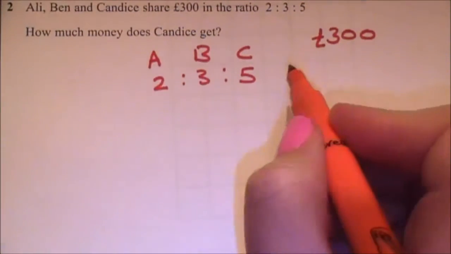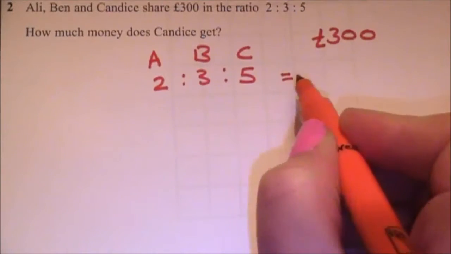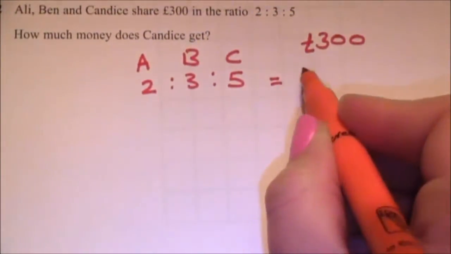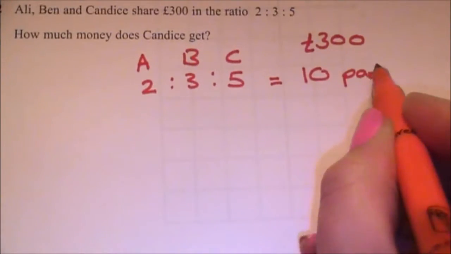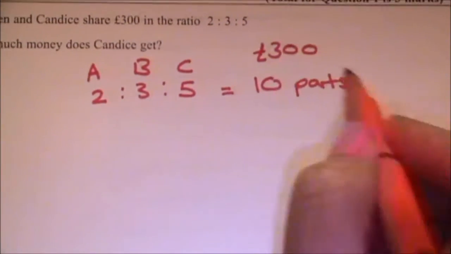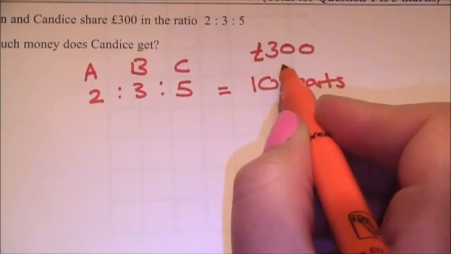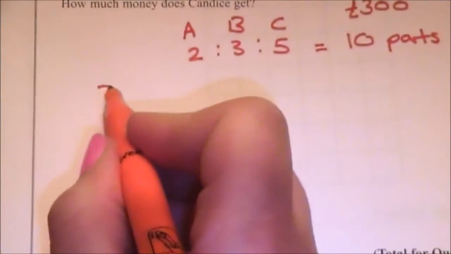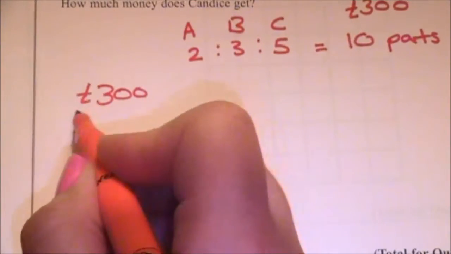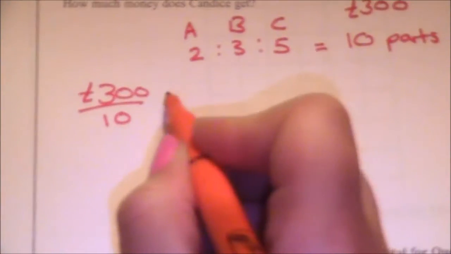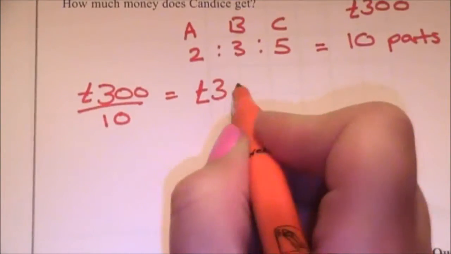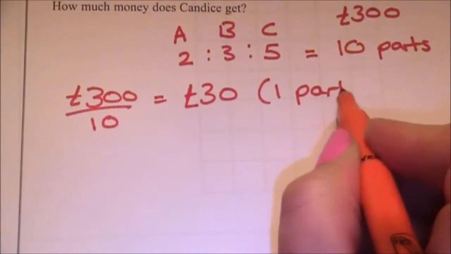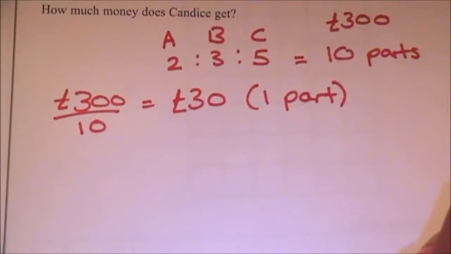Now the first thing I want to do with ratio is find out what my total number of parts are. So I add those together. 2 plus 3 is 5 and 5 is 10. So there are 10 parts altogether. Now I've got to share that £300 by those 10 parts. So £300 divided by 10 equals £30. And what that's found for me is 1 part.